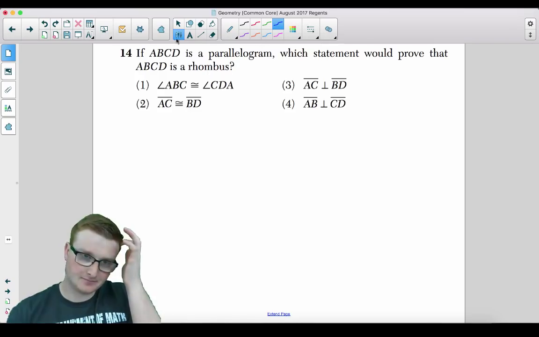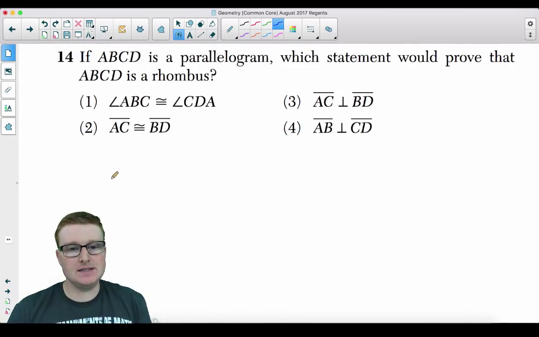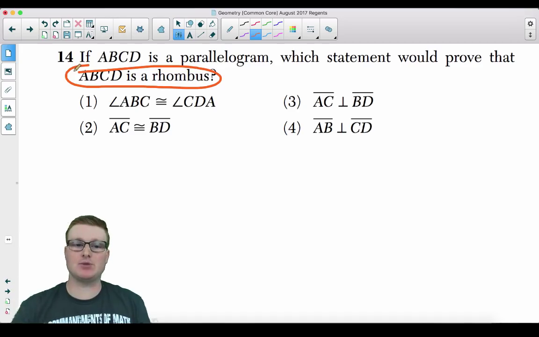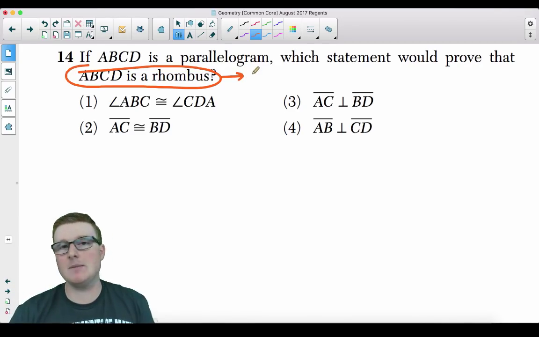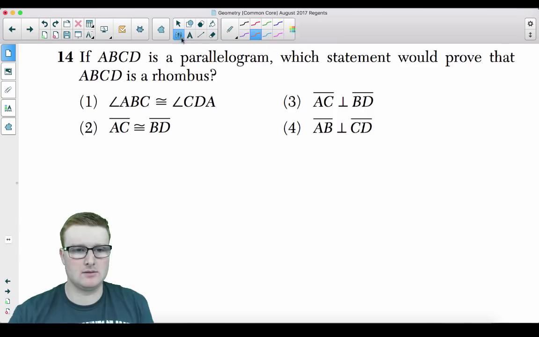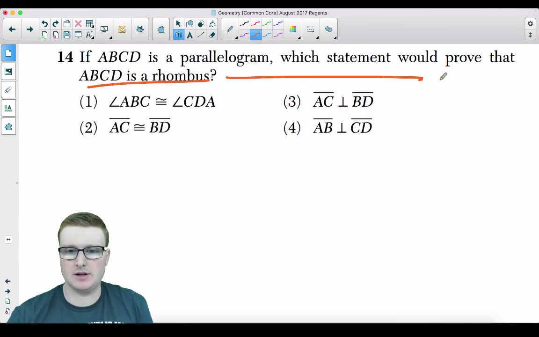Number 14. If ABCD is a parallelogram, which statement would prove that ABCD is a rhombus? We're talking about a rhombus. We're asking for the specific property of the rhombus. Well, a couple things about the rhombus. The diagonals are perpendicular. Actually, let me make some room here. Rhombus. Let's come over here. A couple things that are special about the rhombus.